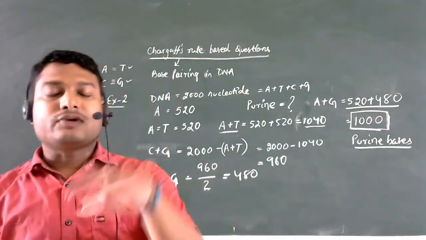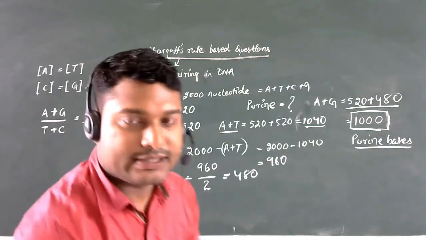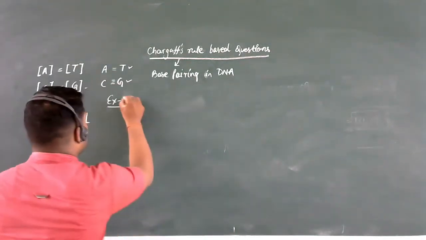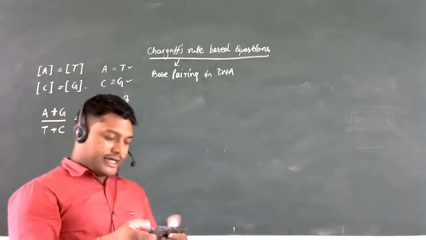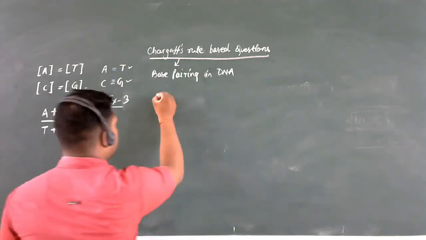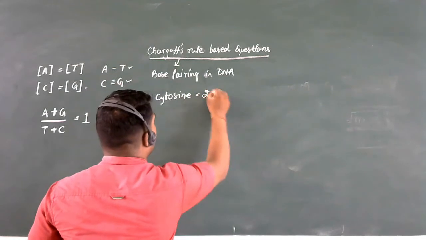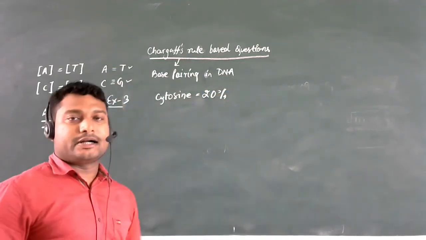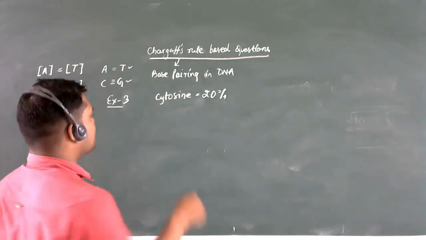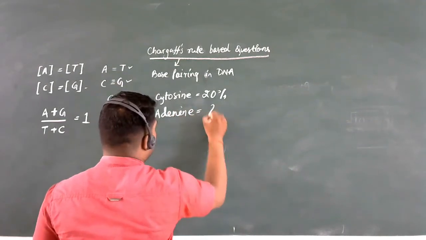So now we'll go to another type of question, a little bit different than this, and again you'll be clear on the third one also. Okay students, so I'm coming to the third example here. Slightly different question. A double-stranded DNA has 20% cytosine. So here the cytosine value is given, 20%. Here we don't have the number, rather we have the percentage. Calculate the percentage of adenine in the DNA.